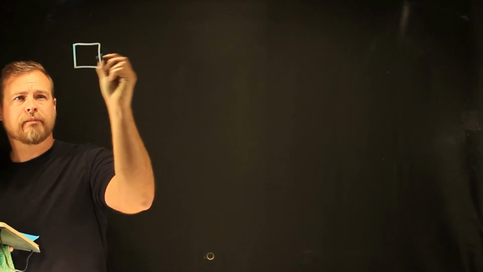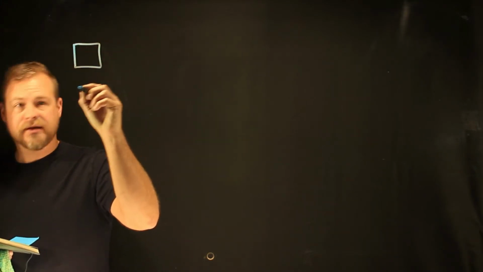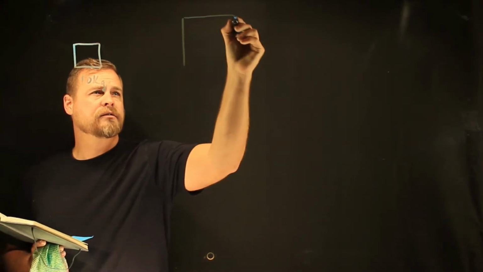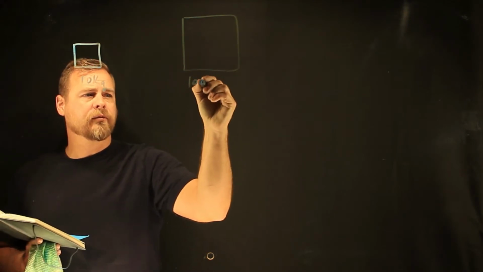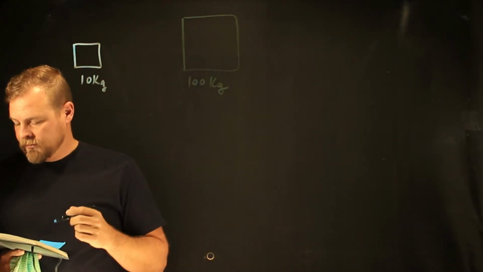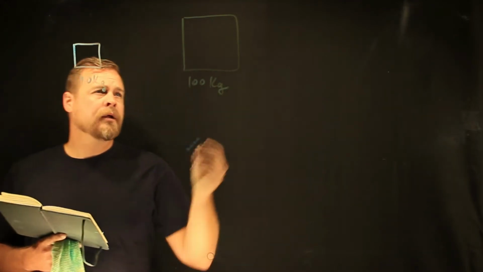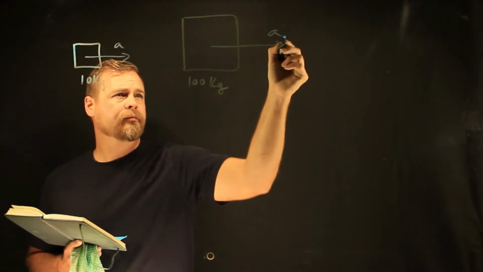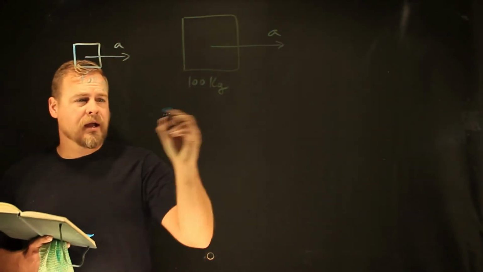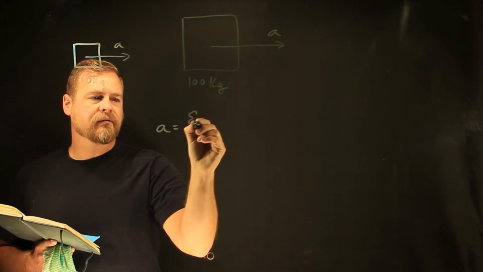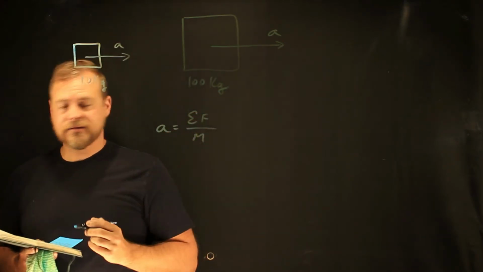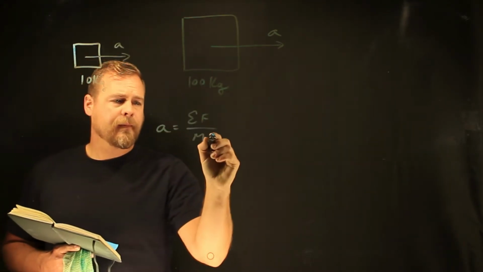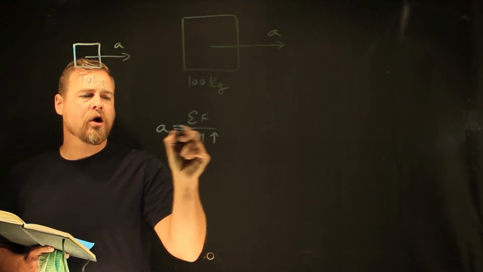If I have a box, say this box is 10 kilograms, and then I have another box, 100 kilograms. If I apply Newton's second law, and I want to know the acceleration of these boxes from the center of mass, I can relate acceleration as the net force divided by the mass. If I increase the mass, it's going to be harder to accelerate.